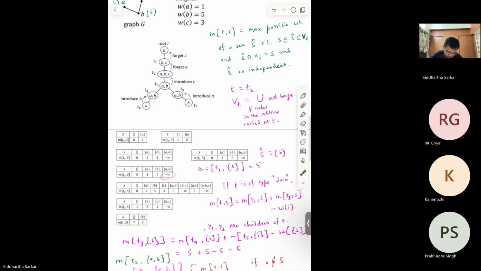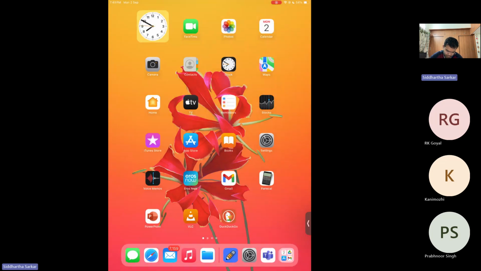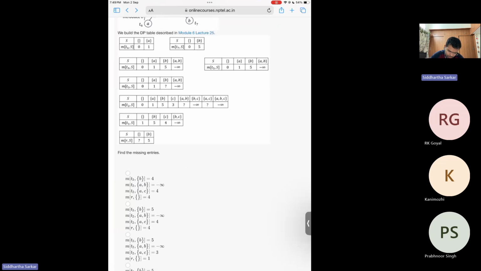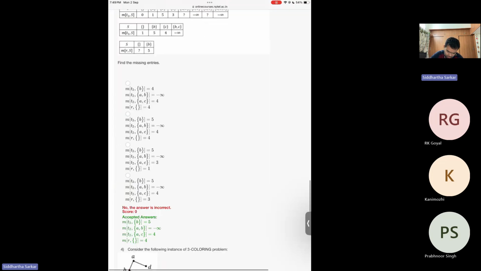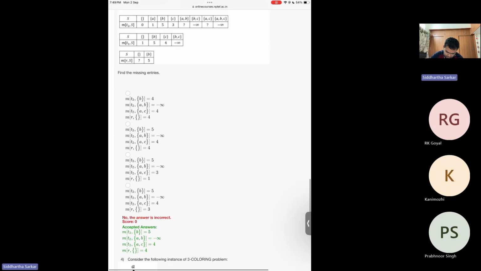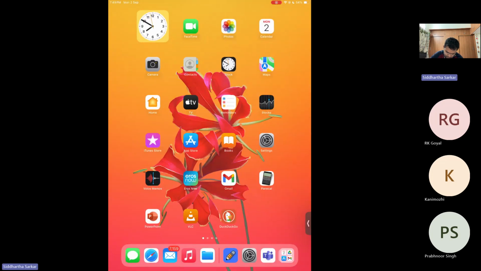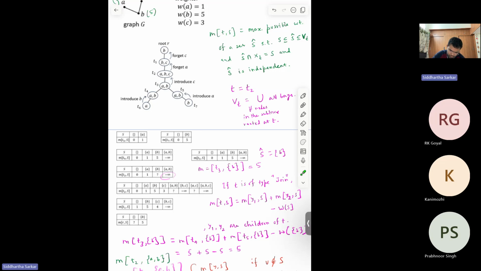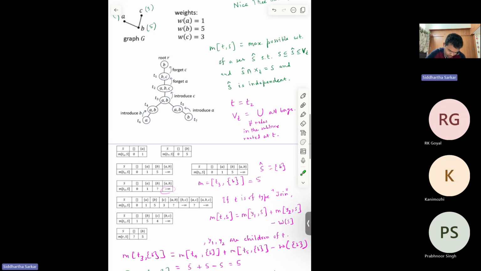Let us see if we have done the right thing first. So yes, this is minus infinity. What is the answer? It is minus infinity, so this is correct. But what is the meaning of M of T2, AB? Let us appreciate the meaning. From this definition, why is it minus infinity? Can we just look at it and tell immediately?